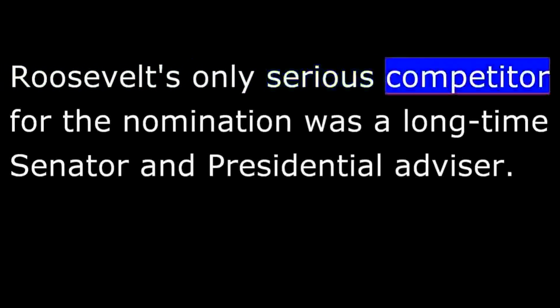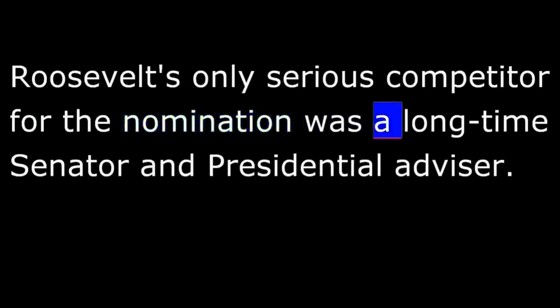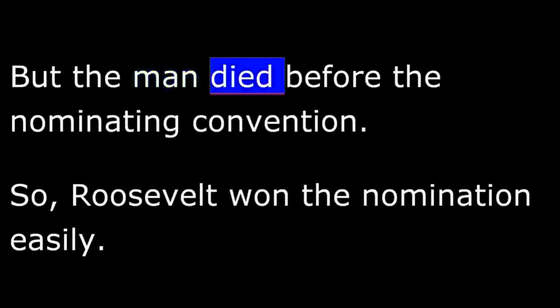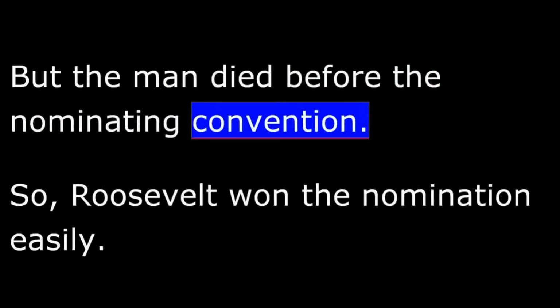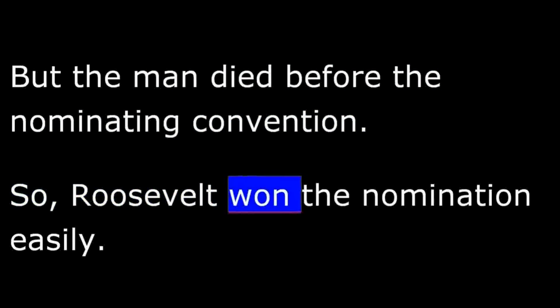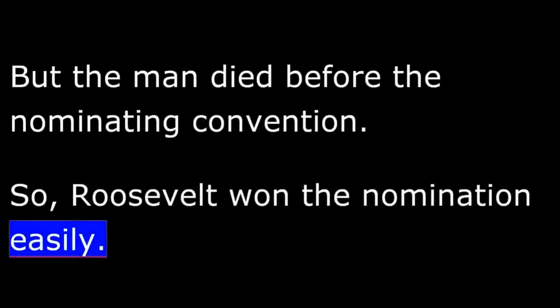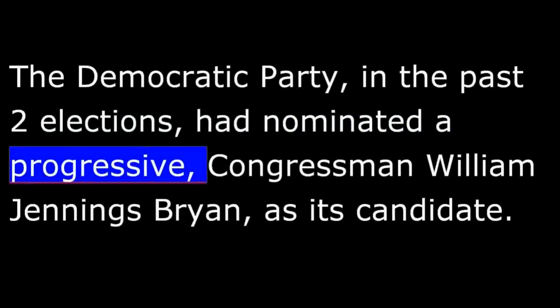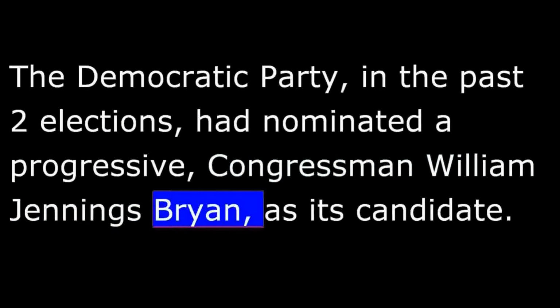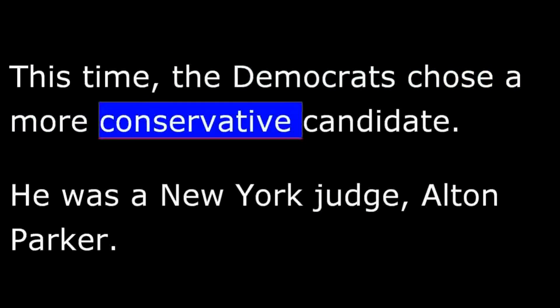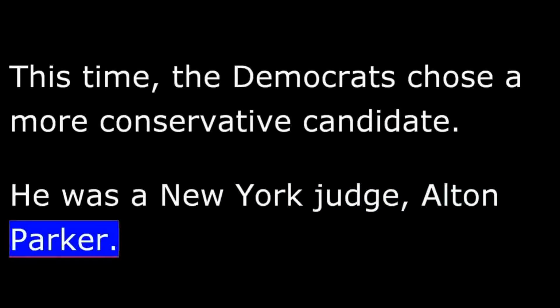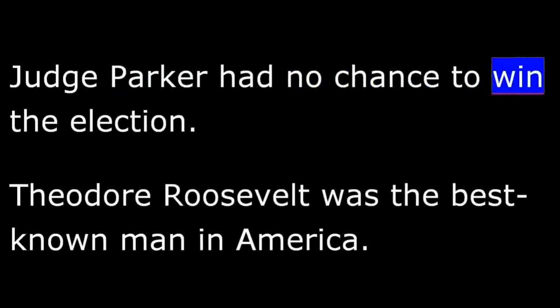Roosevelt's only serious competitor for the nomination was a longtime senator and presidential advisor. But the man died before the nominating convention. So Roosevelt won the nomination easily. The Democratic Party, in the past 2 elections, had nominated a progressive, Congressman William Jennings Bryan, as its candidate. This time, the Democrats chose a more conservative candidate. He was a New York judge, Alton Parker. Judge Parker had no chance to win the election.